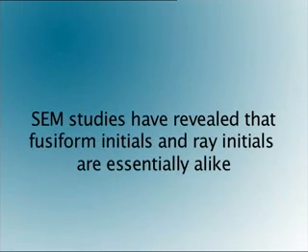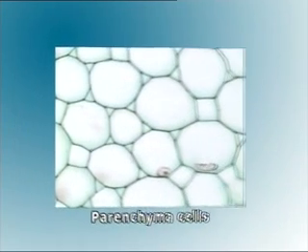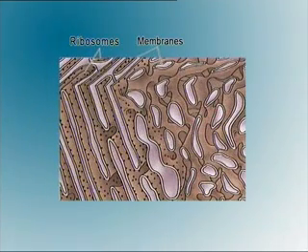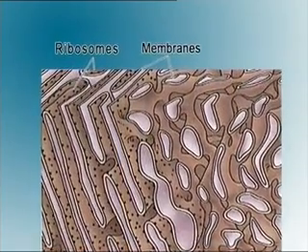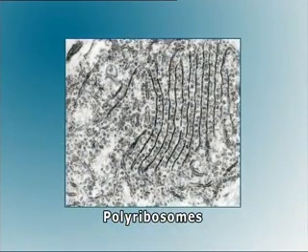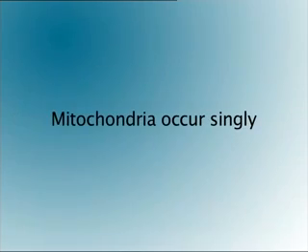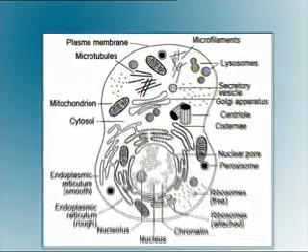Recent electron microscopic studies have revealed that fusiform initials and ray initials are essentially alike and both have the basic content of organelles and membranes typical of parenchyma cells. The actively growing cambial cells were found to have one or two large vacuoles and contain rough endoplasmic reticulum and polyribosomes. The Golgi bodies are active in the production of vesicles. Mitochondria occur singly. Microtubules were found in the peripheral cytoplasm.